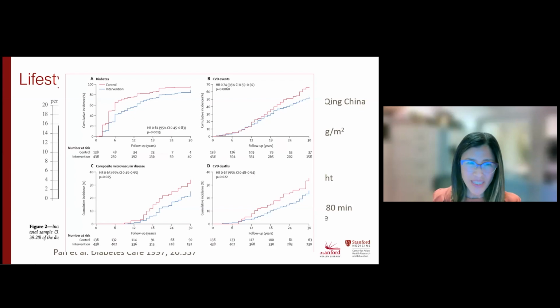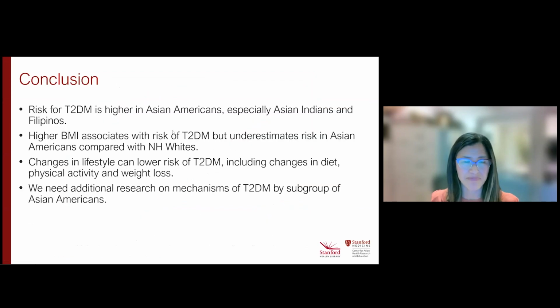You may be asking me why I didn't focus on populations such as Filipino Americans and Asian Indians. There are studies in those. I felt that they were less developed, but the themes are generally the same. Lifestyle generally helps lower risk for diabetes in all populations.